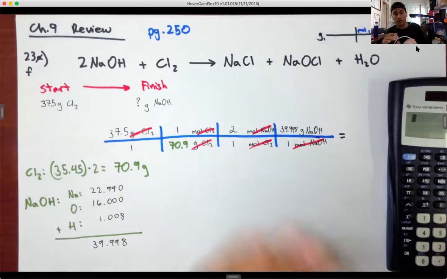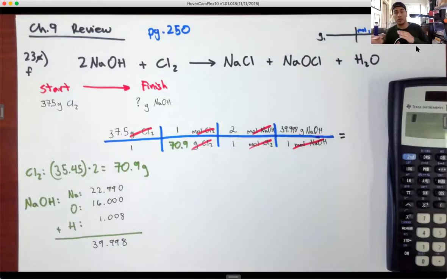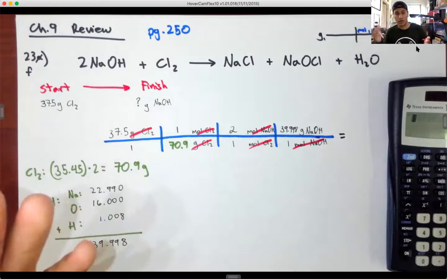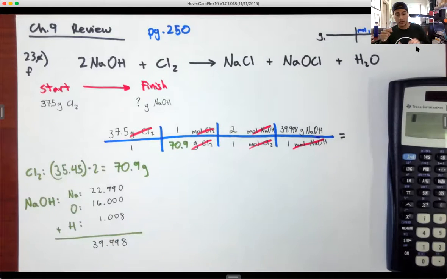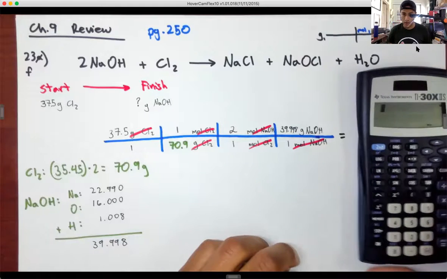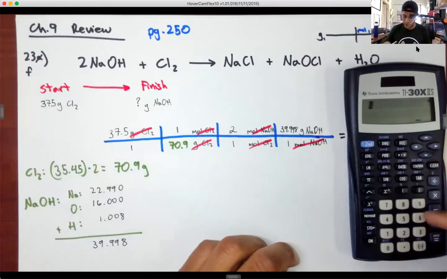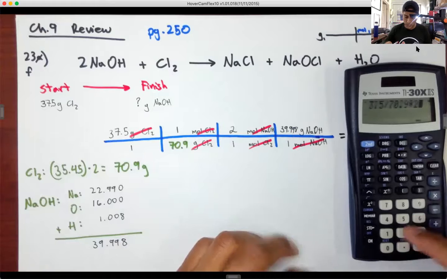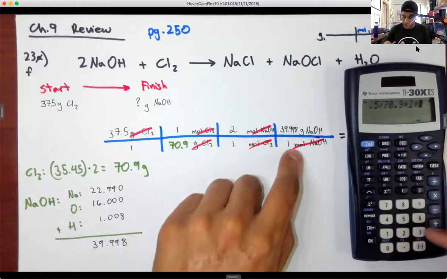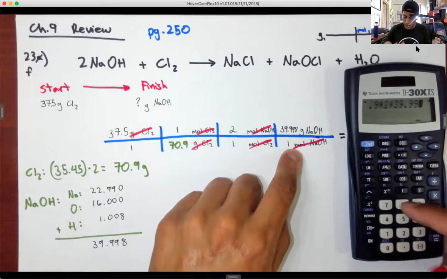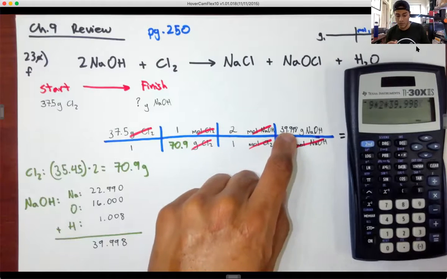If you can't cancel everything out except the last one, then that means that you set it up incorrectly. Okay, so important that you cancel everything out before you start doing all of the operations. Make sure everything gets canceled out so you finish with what you want. All right, so let's go ahead and let's just walk across the bridge. We start with 37.5 divided by 70.9 times 2 times 39.998. Now, some of you guys may have gotten 40 for this, and that's okay.